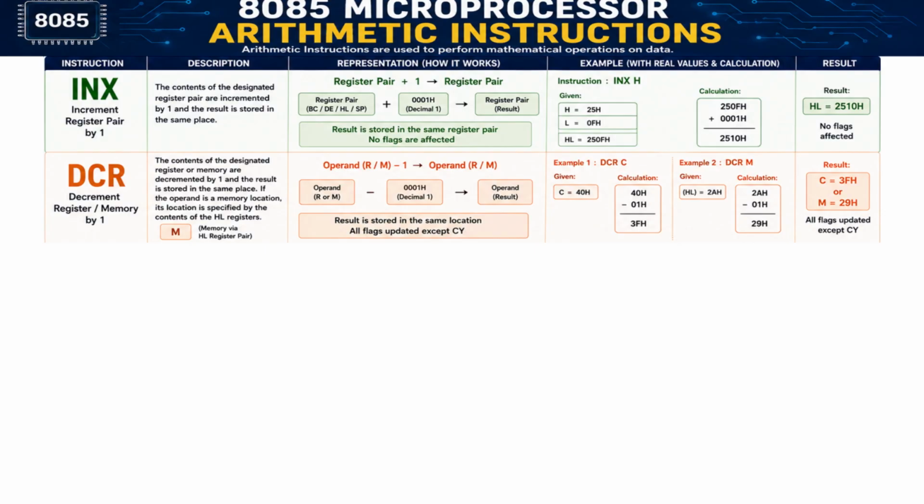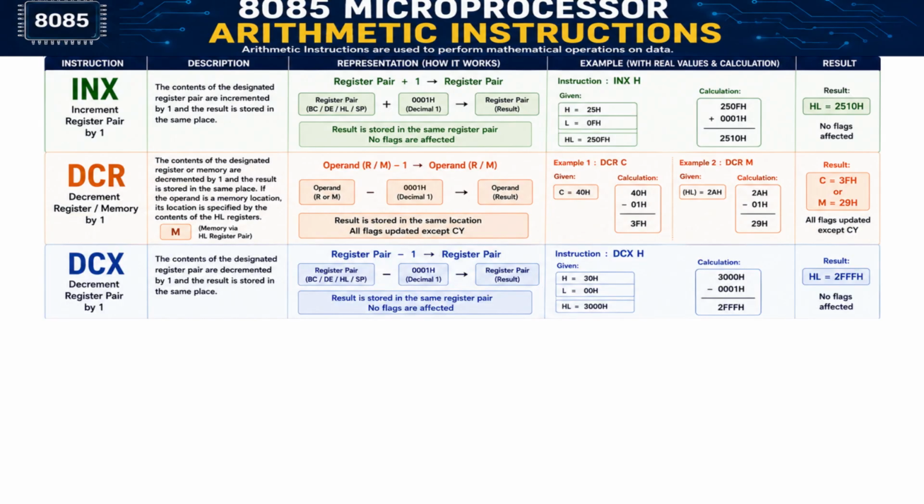Let's see the first example. Instruction DCR C. Suppose the register C contains 40H. Now we subtract 1, therefore register C becomes 3FH. Now see the next instruction, that is DCR M. Suppose the memory location pointed by HL contains 2AH. Now decrement it by 1. So now the memory location stores 29H. Again all flags are updated except the carry flag.